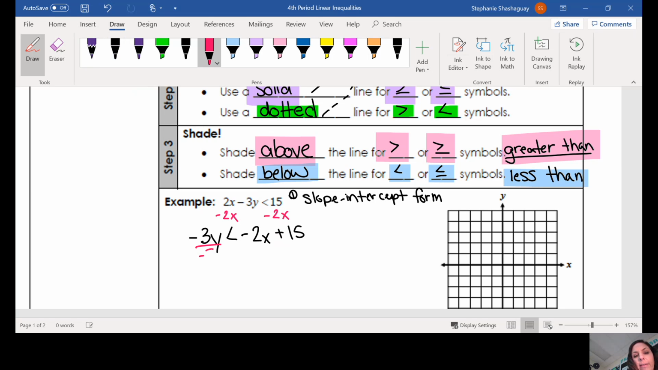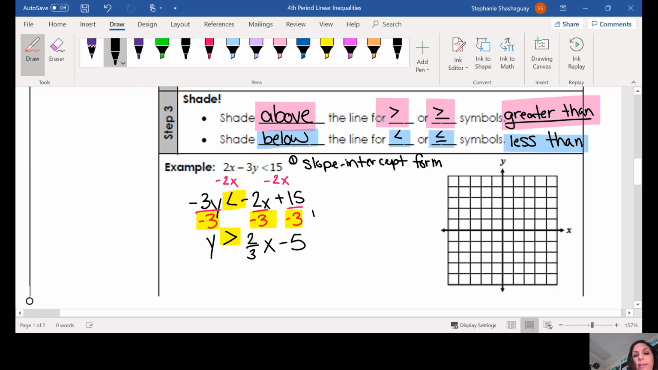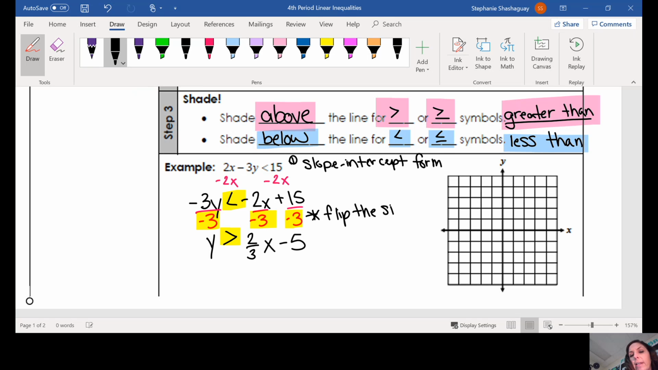Then I have to divide by negative 3, divide by negative 3, and divide by negative 3 so I can isolate that y. So y is now going to be greater than, because I divided by a negative, I have to flip the sign. Okay? It's going to be greater than 2/3 x minus 5. Okay? So I did not forget to flip the sign because I divided by a negative number. Okay?